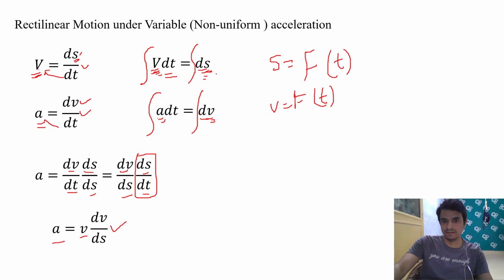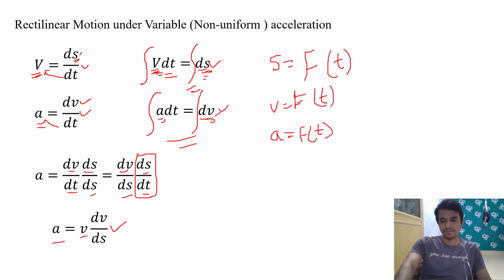And if a is a function of time, if the equation is given like this, then by integrating it we will get the value of v. Again by integrating v we will get the value of s. And by using the boundary conditions we can determine the value of the constant of integration c. So that will be for rectilinear motion under variable acceleration.